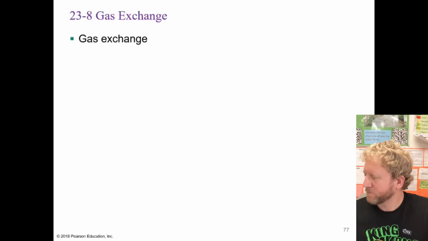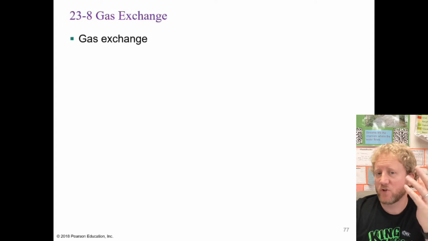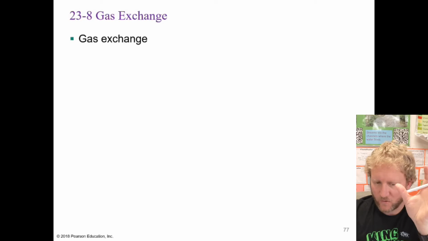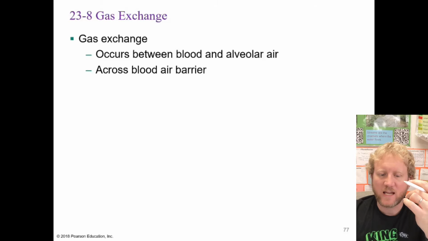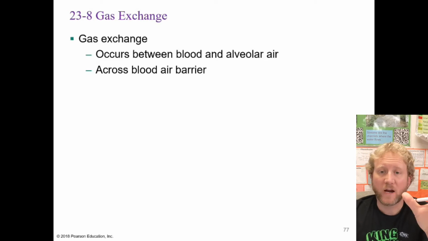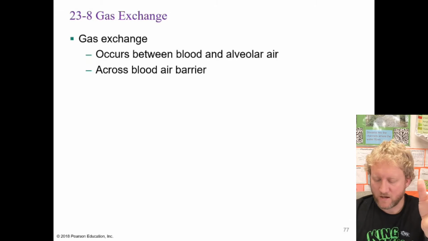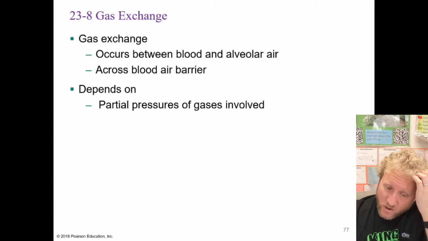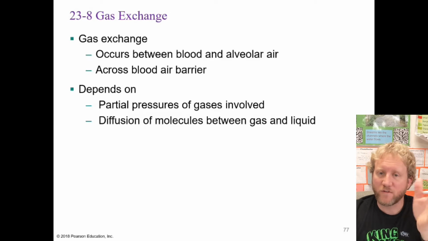All right, so gas exchange happens in two places, basically. The first one is between the blood and the air within the alveoli, and the other one is across the blood-air barrier. Now we're going to have another gas law that comes in here. This exchange is going to be dependent upon the partial pressures of the gases involved and the diffusion of those gases, the diffusion of the molecules between the gas and the liquid.